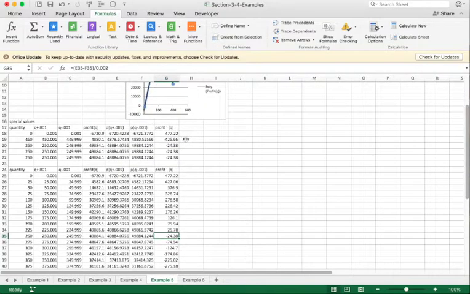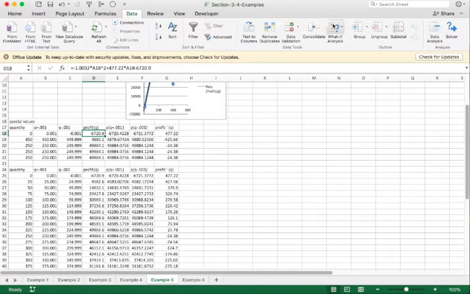So we know we have two break-even points near 0 and 450, and we're going to have our maximum profit near 250. That was where the derivative of profit wound up being 0. I'm going to find these exactly by using Goal Seek.